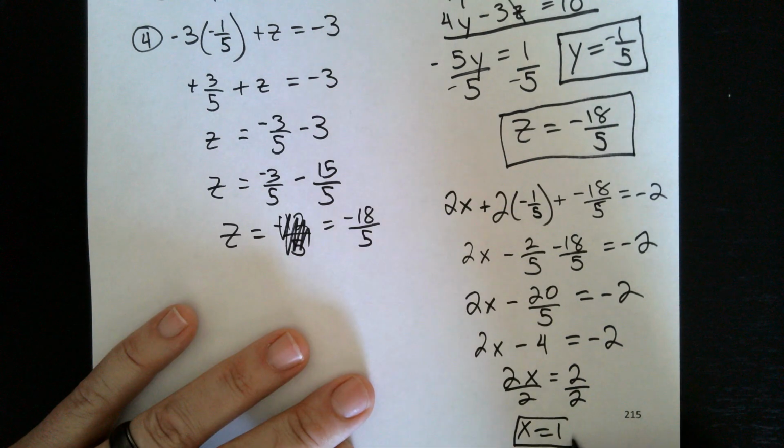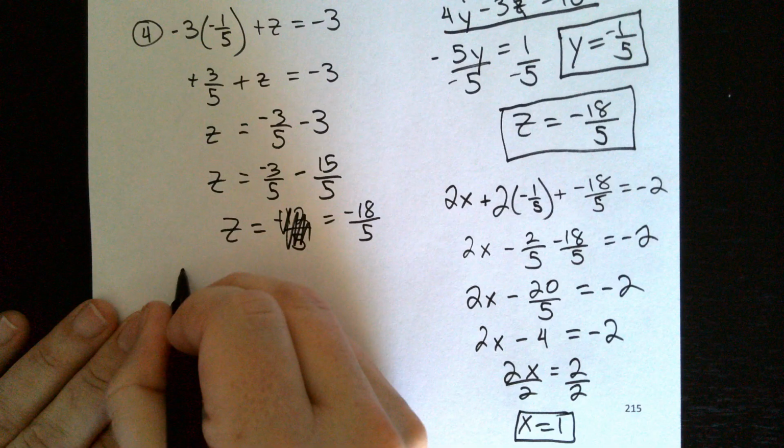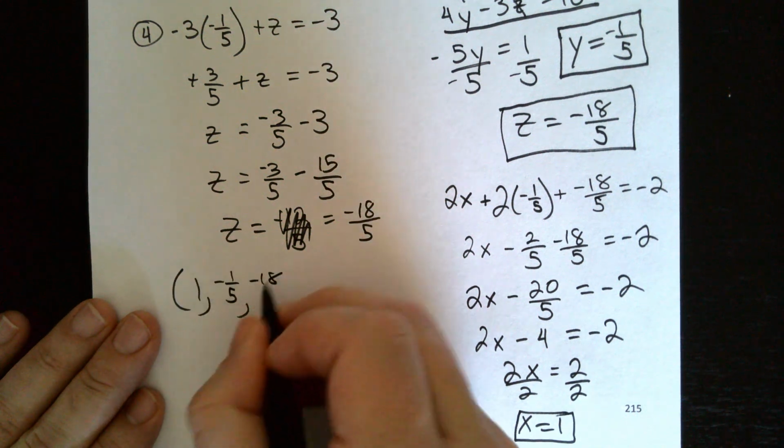Okay, so that one was a little tougher because of the fractions and the signs. The triplet is 1, comma, negative 1/5, comma, negative 18 over 5.